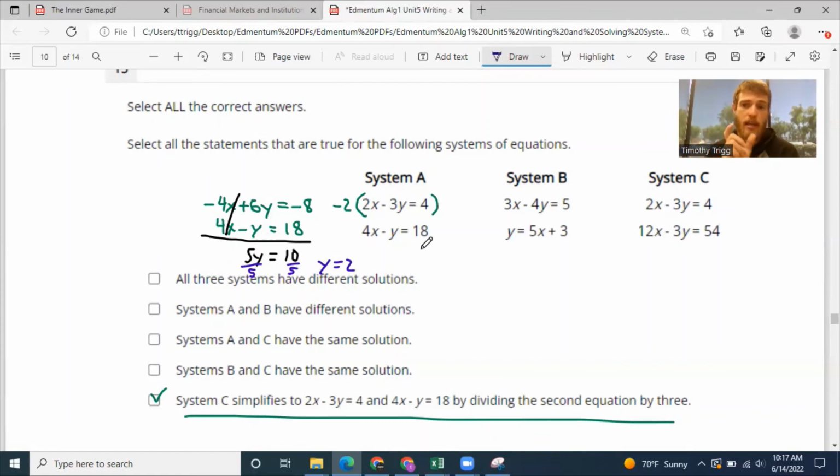And what we could do is take that solution for y and substitute it into one of the original equations to help us find x. You can substitute it into either equation. Here I'm going to substitute it in for the bottom equation, the second equation. So I'm going to rewrite this bottom equation, except instead of y, I'm going to replace it with 2. So that's going to be 4x minus 2 equals 18.